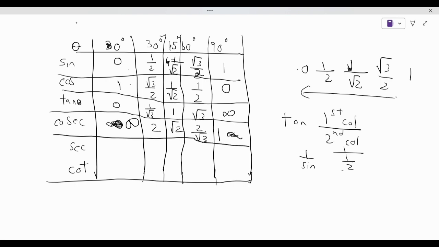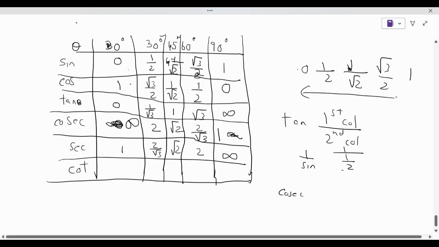For sec, you have to invert cos. The second row you have to invert. 1 by 1 is 1. 1 by root 3 by 2 is 2 by root 3. 1 by 1 by root 2 is root 2. 1 by 1 by 2 is 2. And 1 by 0 is infinity. Now you can see the values for cosec: infinity, 2, root 2, 2 by root 3, and 1. For sec, you have to write it in reverse.